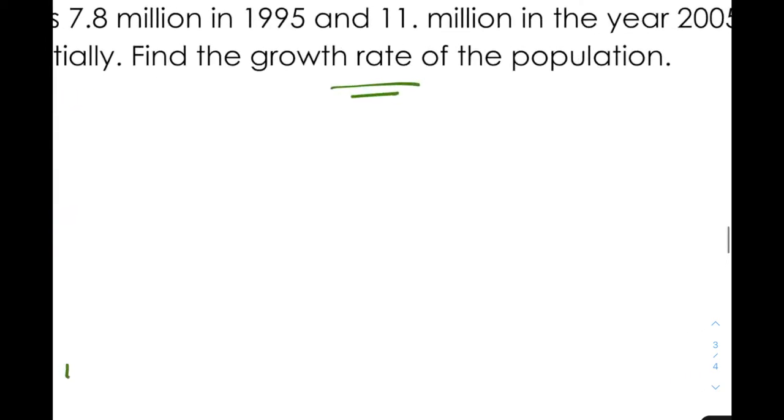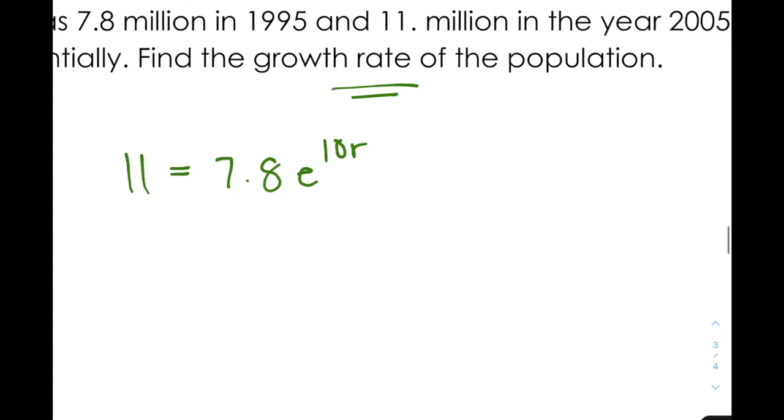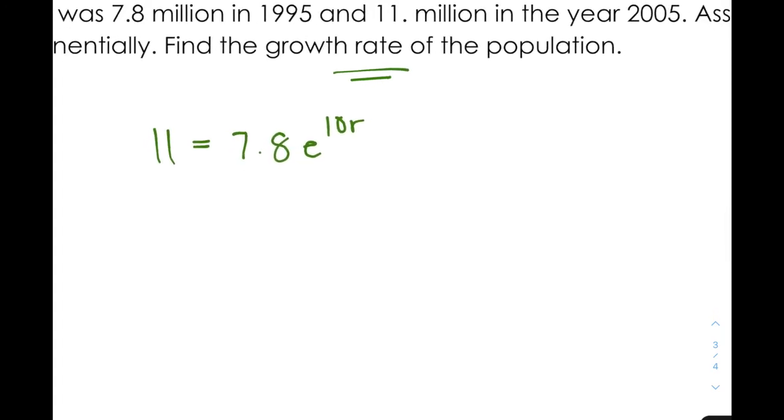Okay, so now I just plug it in. So we're going to have 11 equals 7.8 e to the 10r. Right? I've just plugged it into our formula that we have here. This is an exponential equation. We need to use strategy 4. Right? We can't write e and 11 or 7.8 with the same base. So we're going to have to use strategy 4. But before we can use strategy 4, we need to be able to isolate the exponential.